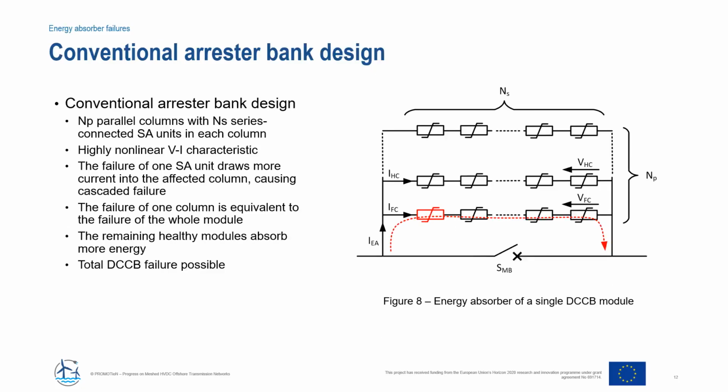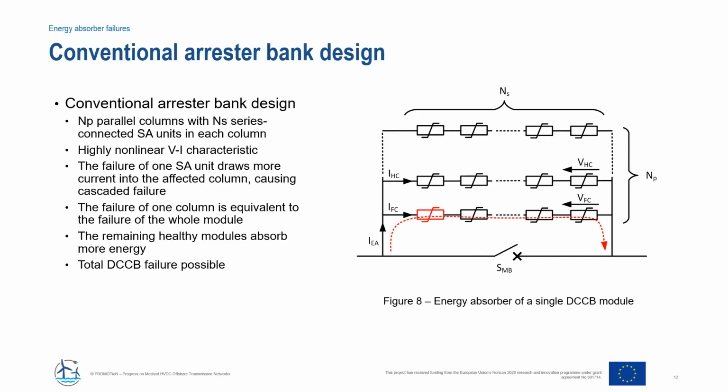We paid special attention to the energy absorber failures because they are common to all DC circuit breaker topologies. The figure on the right shows the conventional energy absorber design, which consists of multiple parallel connected columns, each column consisting of multiple series connected surge arresters. Because of the highly nonlinear VI characteristic, the failure of one surge arrester unit draws more current into the affected column, precipitating the cascaded failure of all the other surge arresters. If one column fails, the whole module fails because the main breaker is bypassed.